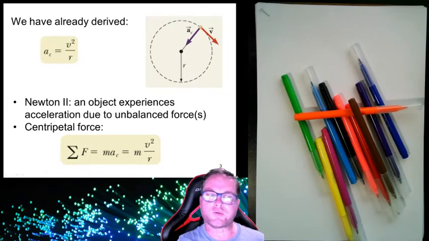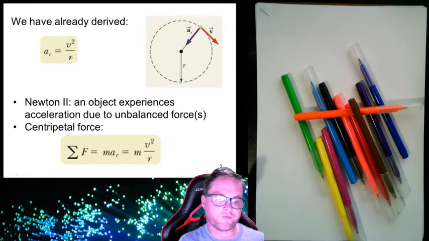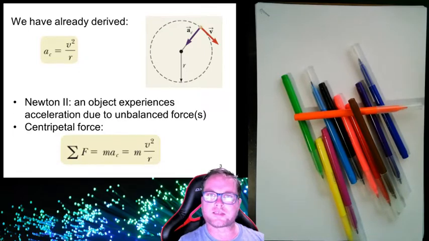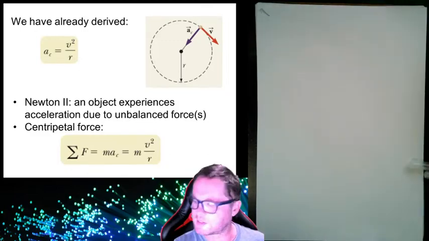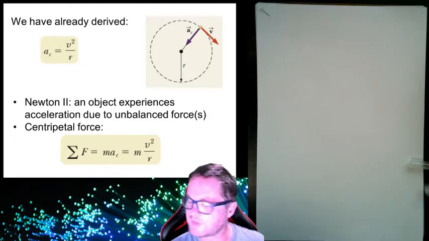In the previous chapter we looked at uniform circular motion, and we saw that for motion in a circle we have an expression for the centripetal acceleration, which is v squared over r. You'll remember we used that triangle approach to derive that equation. And the second equation that's very familiar to us is Newton's second law, that the sum of the forces is equal to mass times acceleration.